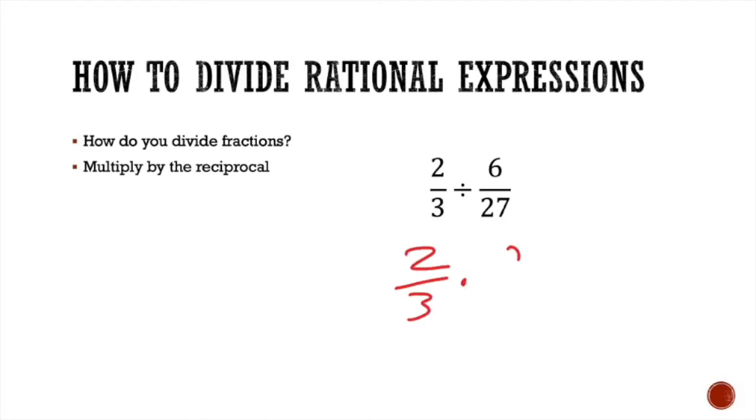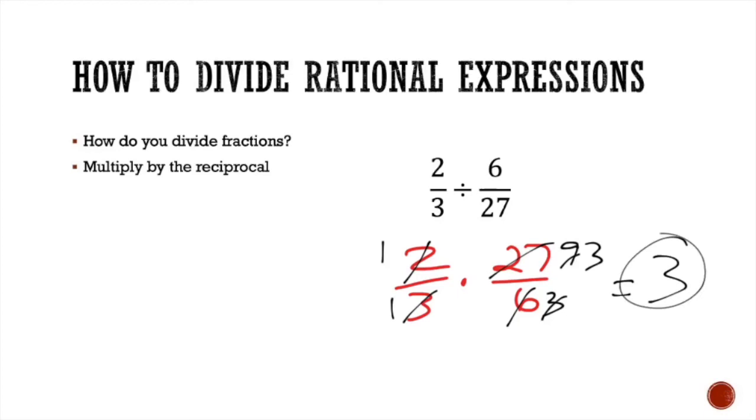2/3 times 27 over 6. Can I reduce this before I go? Yeah. 2 goes into the 6 3 times. And 3 goes into 27 9 times. Oh, can I still reduce? Yeah. 3 goes into there 3 times. The answer is going to be 3. All right. Big brain.